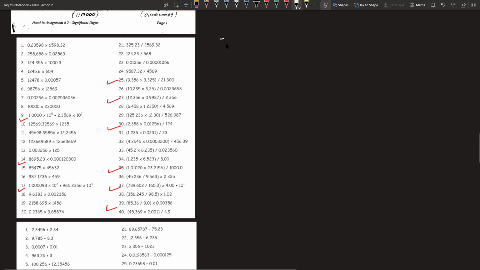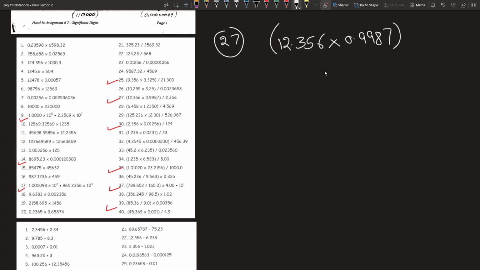Number 27 now. We have 12.356 multiplied by 0.9987. And we're dividing it by 2.356. So let's first punch it in. So 12.356 multiplied by 0.9987 divided by 2.356. Leaves me with 5.23766. Let's count the sig figs.